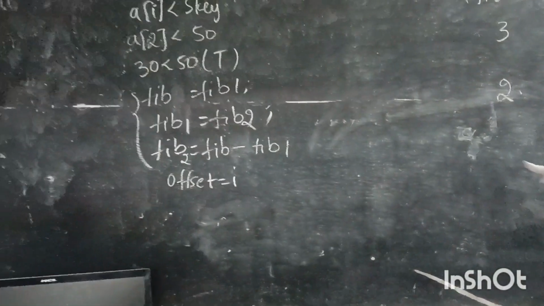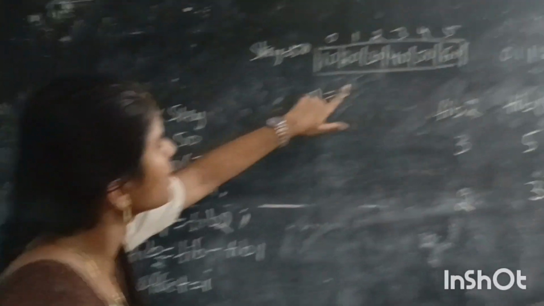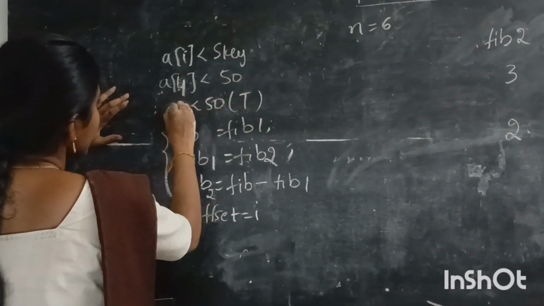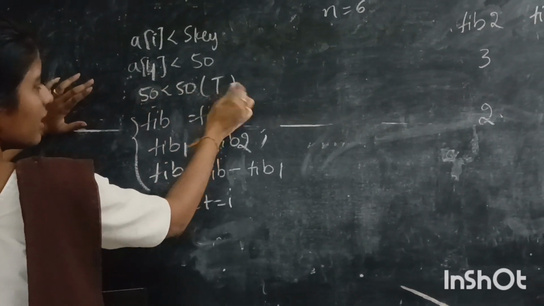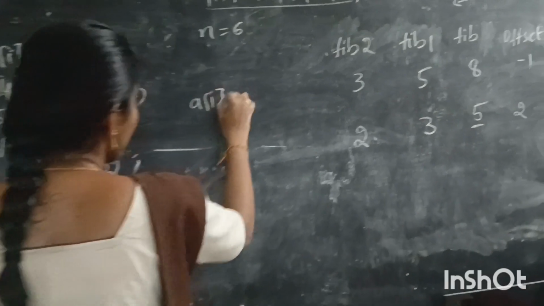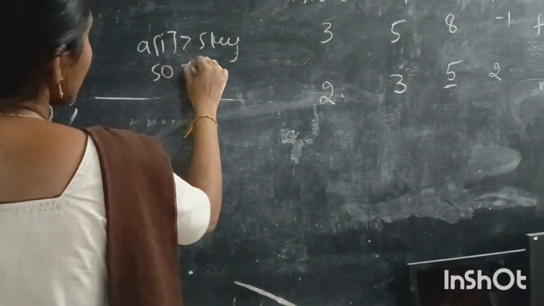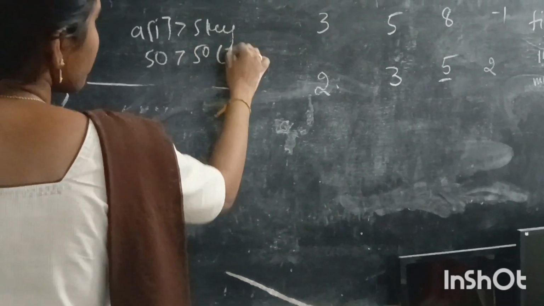Now A of 4. A of 4 value means 50. 50 less than 50, condition will be false. So we have to check A of I greater than search key. A of I means 50. 50 greater than 50, condition will be false.